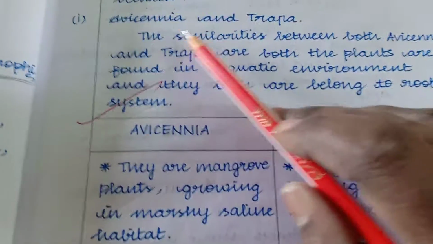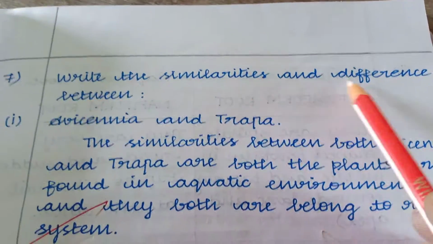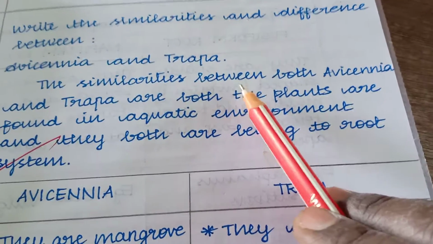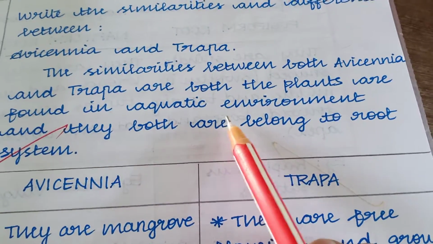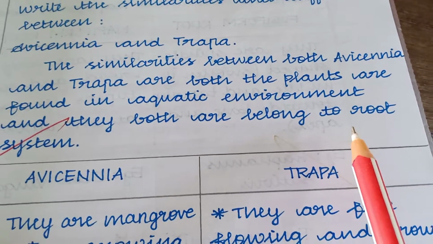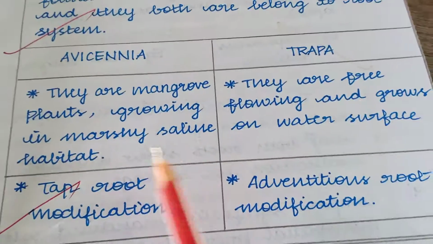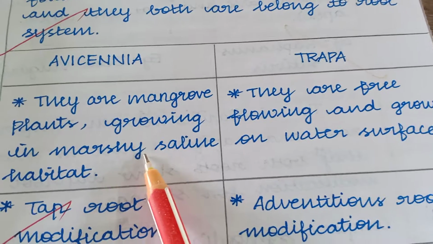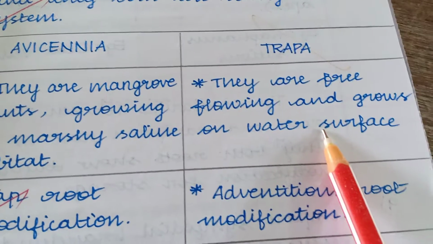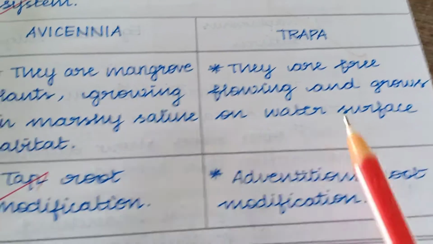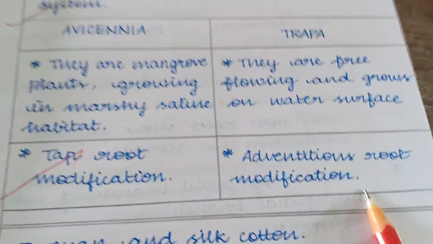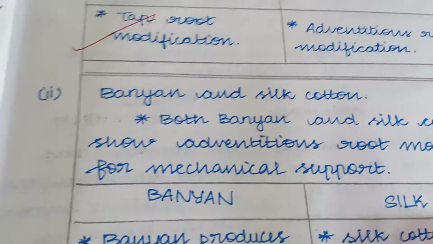Question number 7. Write the similarities and differences between Avicennia and Trapa. Similarities: both the plants are found in aquatic environment and both belong to the root system. Let's see the difference. Avicennia are mangrove plants growing in marshy saline habitat, and they are free floating and grow on water surface. And it is a taproot modification. Here Trapa is adventitious root modification.